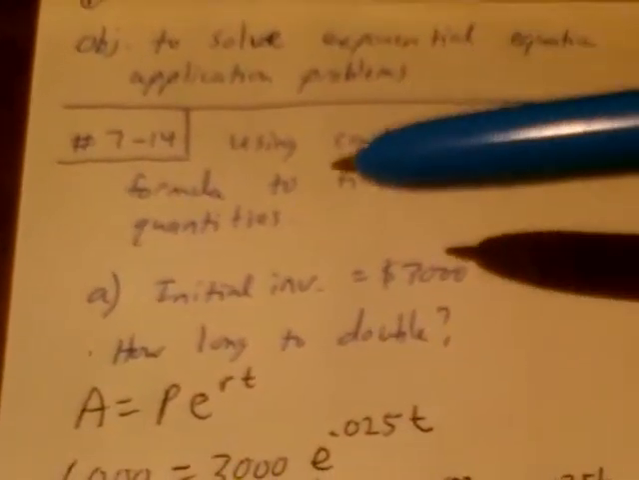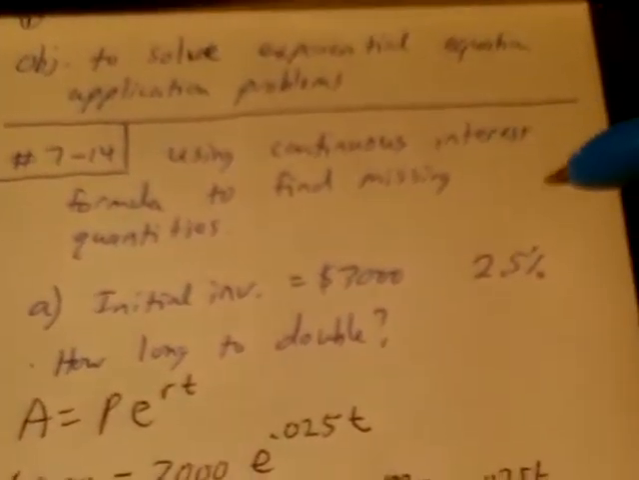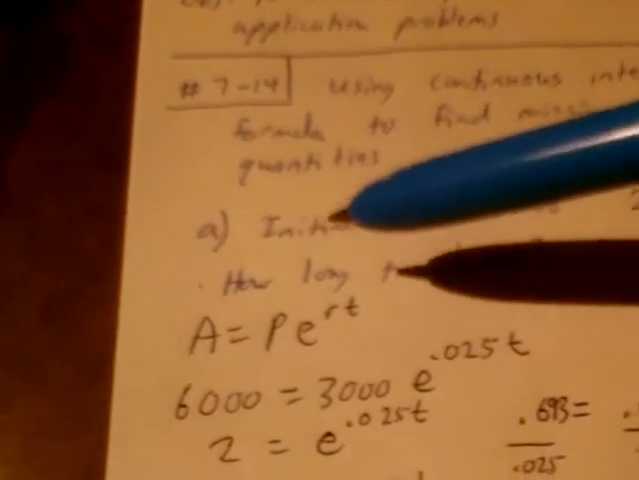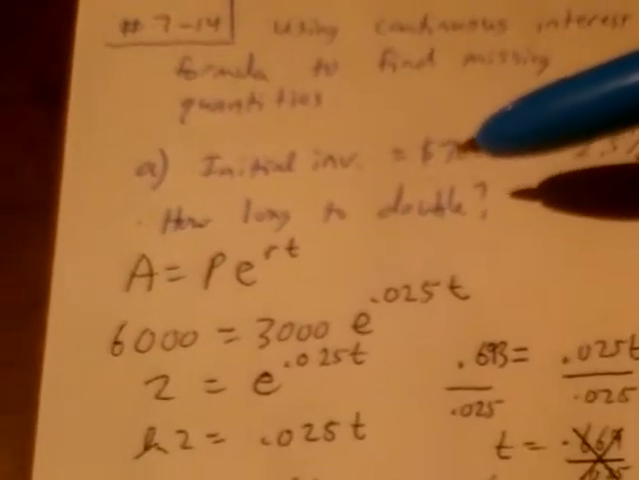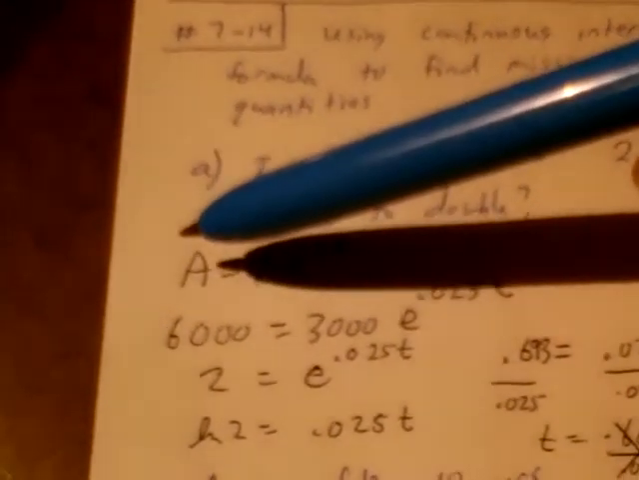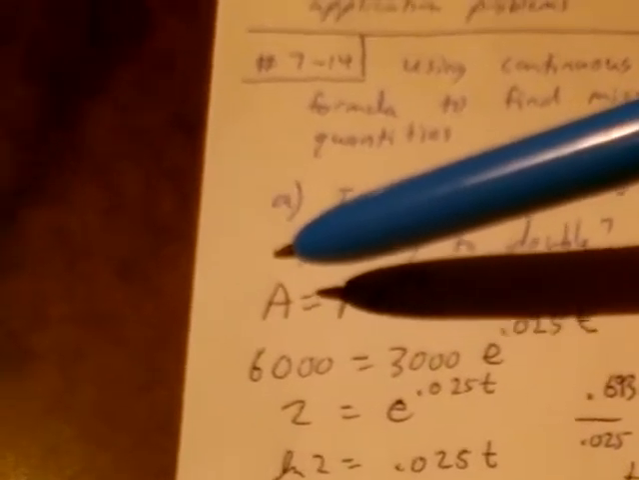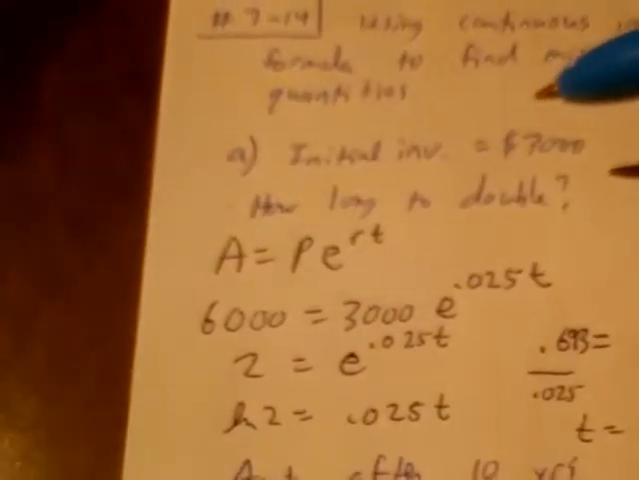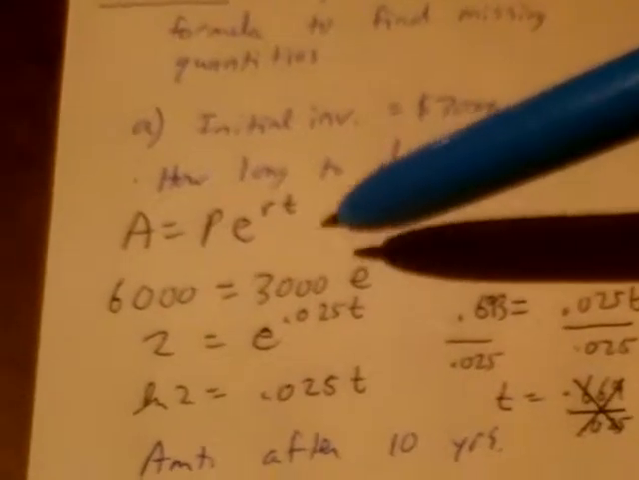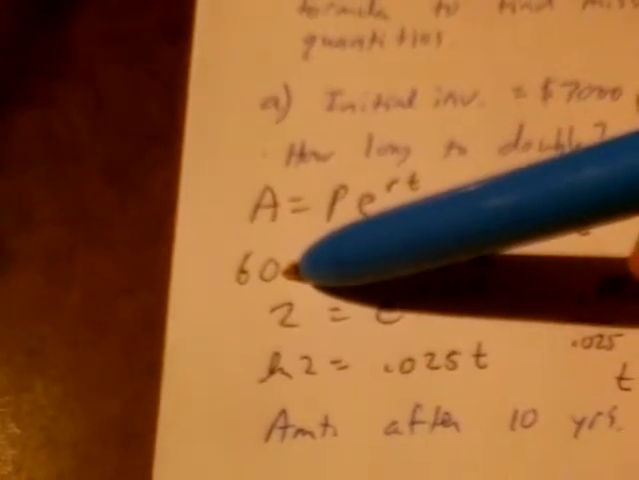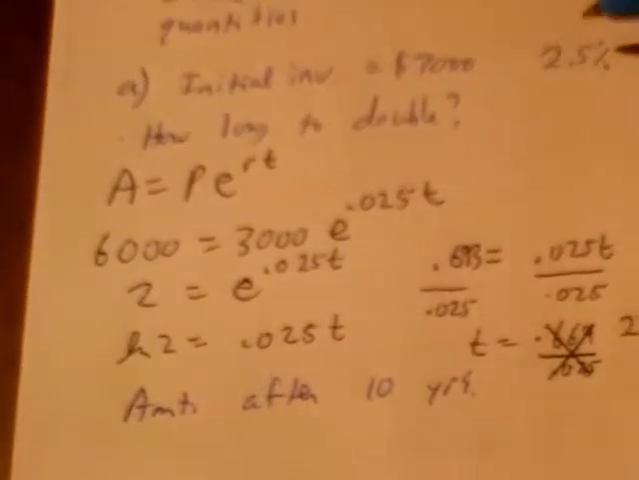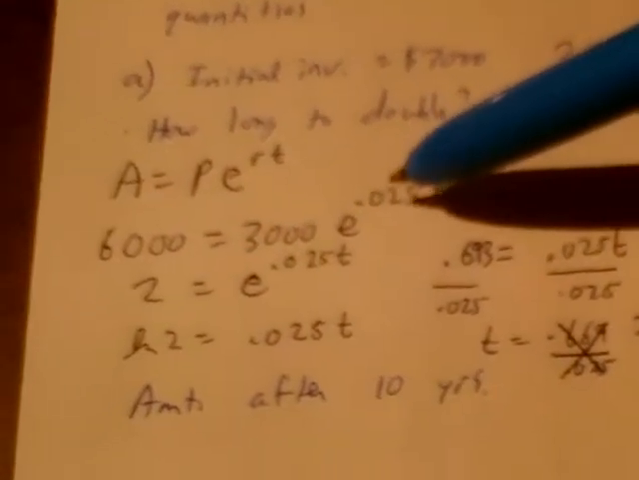So our initial investment is going to be $3,000 at 2.5%. Remember, it's continuous, and I want to know how long it's going to take to double. And since we know that this is the continuous interest, we need to use the continuous compounded interest formula, which is A equals Pe to the rt. And we know that we're going to double our $3,000, which of course makes $6,000. And so that's going to equal 3,000 e to the 0.025. Remember, we change our percents into decimals, 0.025 t.